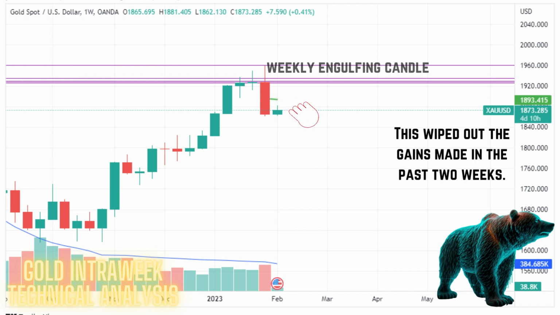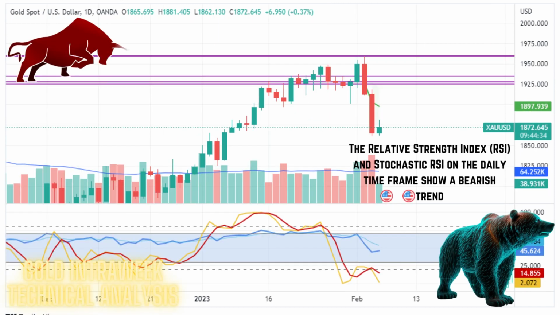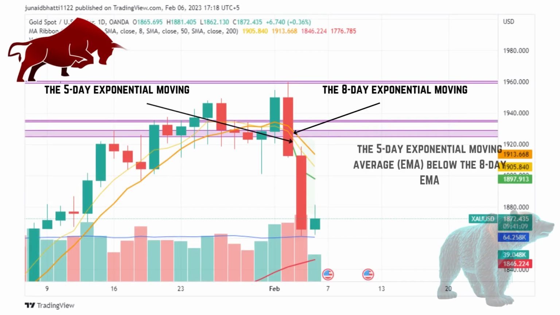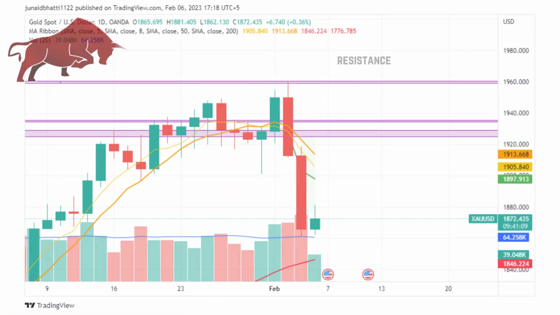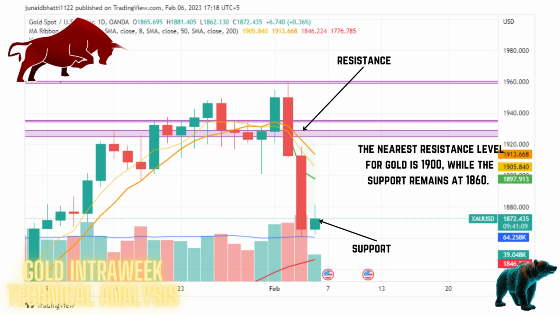The relative strength index and stochastic RSI on the daily time frame show a bearish trend, with the 5-day exponential moving average below the 8-day exponential moving average. However, the price has taken support from the 50-day moving average, which is currently at 1861. For the coming week, the nearest resistance level for gold is 1900 while the support remains at 1860.